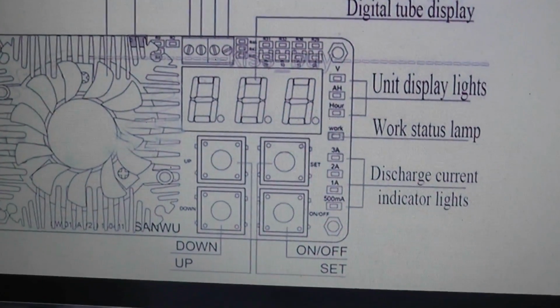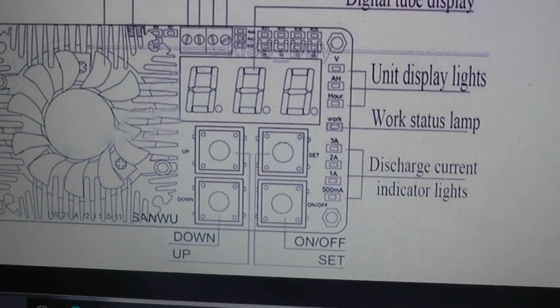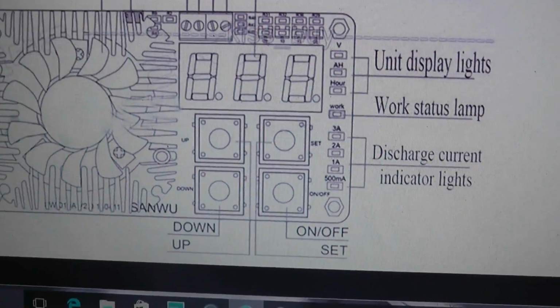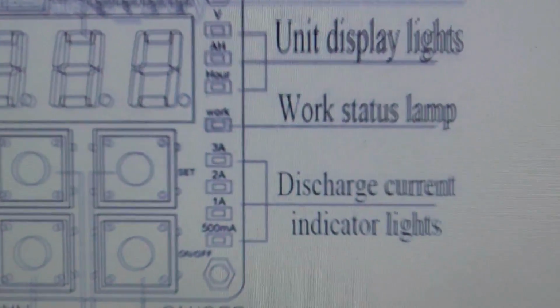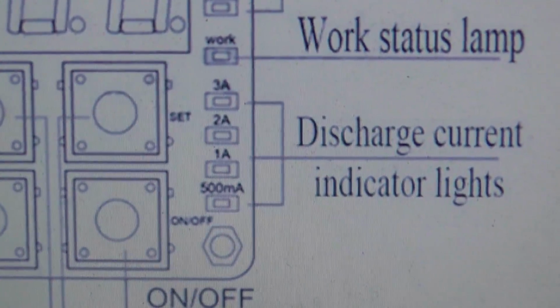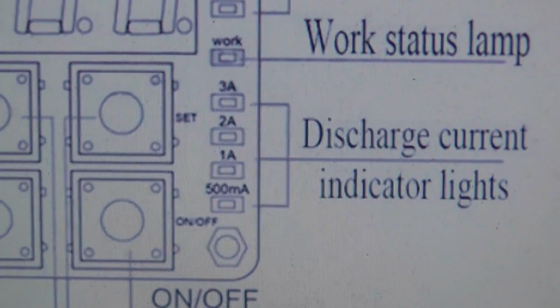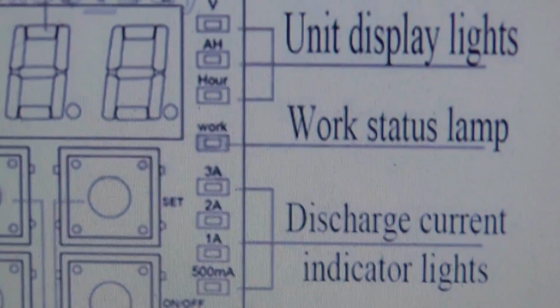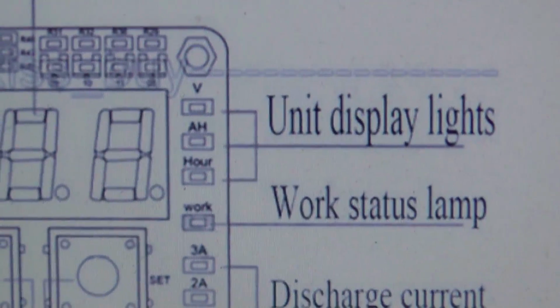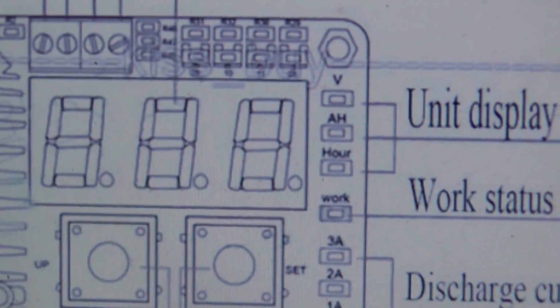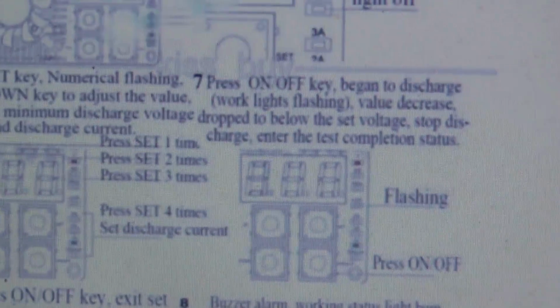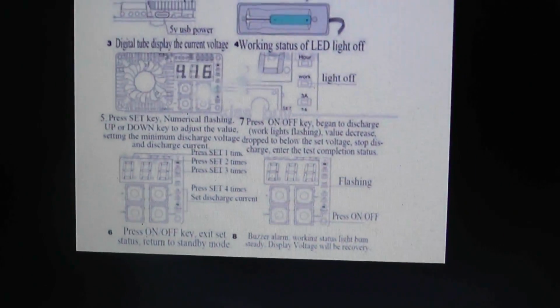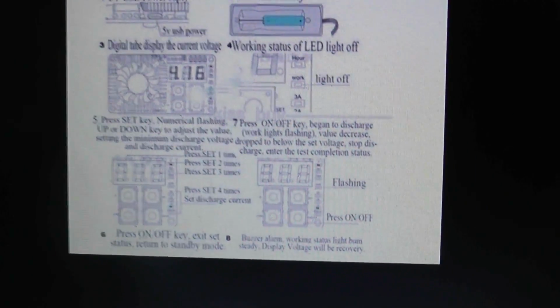So it shows you four sets of keys, set up quite nicely. Sometimes you buy something from China and you can't make head or tail of the menu. So it's got four keys, got four LEDs on the bottom for charge, discharge rate, 500, 1, 2, and 3 amps, a work light, and you've got three menu indicators, which are hours, amp hours and volts, and a set of instructions and how to change things. So let's have a look at the real thing.